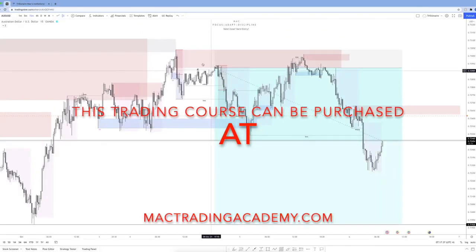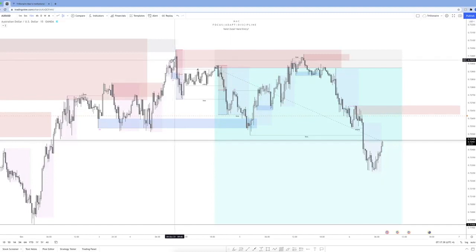We can see the first entry took place after we have a break of structure here. We have a change of momentum to the downside. Price returns back to our order block, resting here. We see break of structure, we see imbalance, and we see a liquidity sweep. Price then came right back to mitigate this order block. So this was what I would consider more of a risky entry.